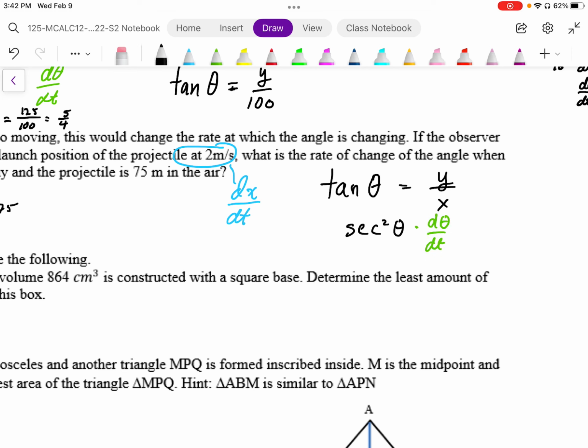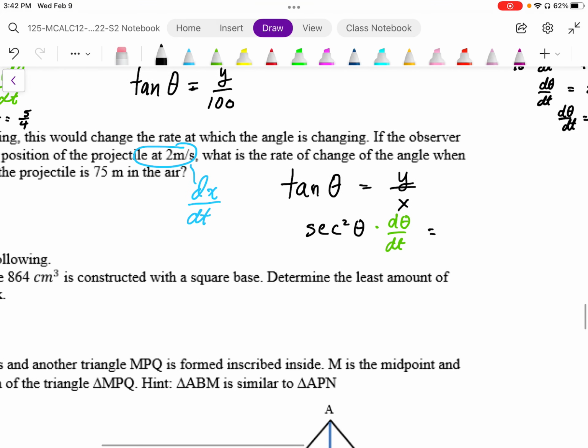And that's equal to, now this is a quotient, so I'm going to differentiate the numerator. So I'm going to get dy by dt times x, minus y times the derivative of the denominator, which is dx by dt, which has been given as 2 meters per second. And then I'm going to divide that by the denominator squared. So whatever the x coordinate is, I can just square that.